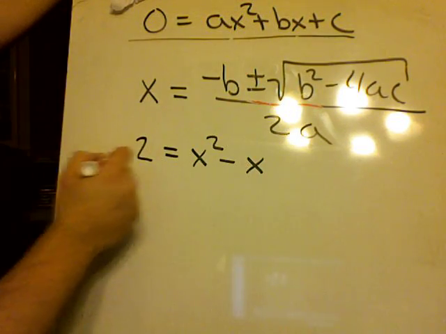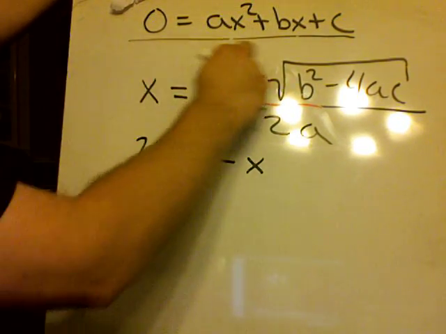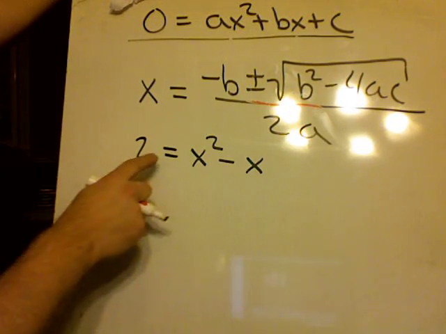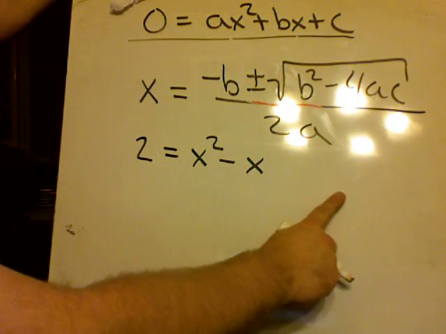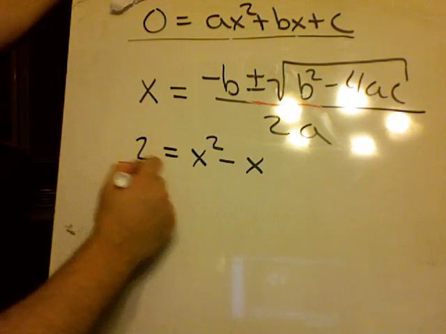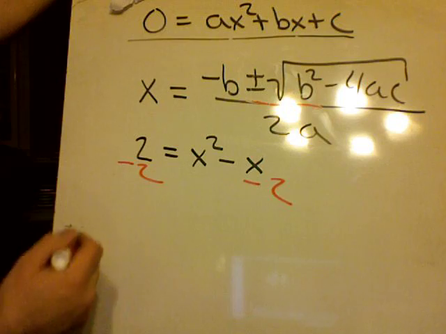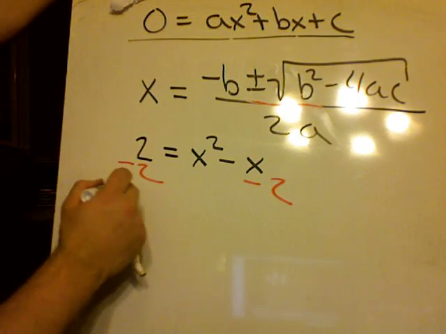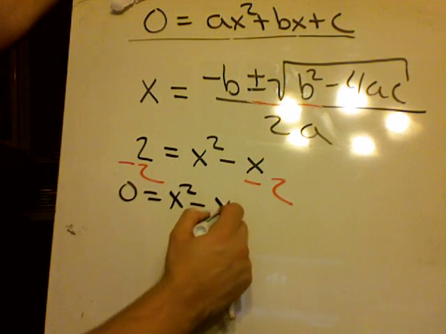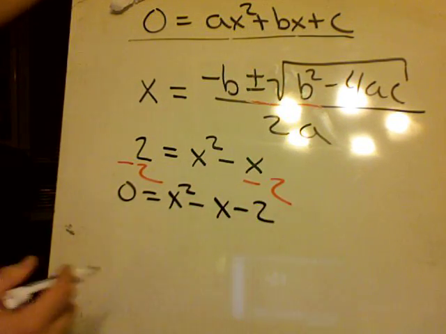jump ahead. So the first thing is I want it to look like this. But this does not look like that. I need everything on the right, and I need it equal to 0. So I'm going to subtract 2, subtract 2. So now I've got 0 equals x squared minus x minus 2.